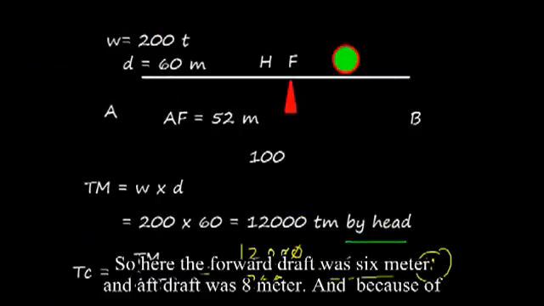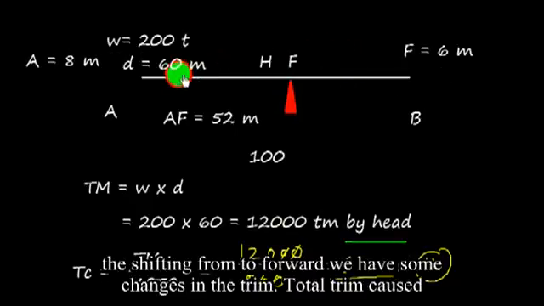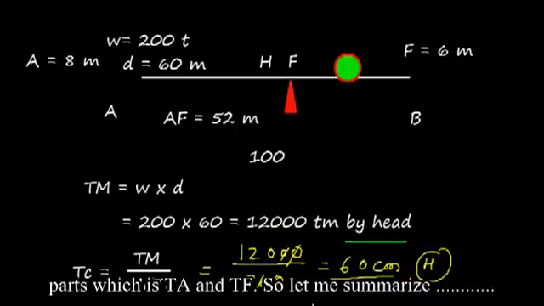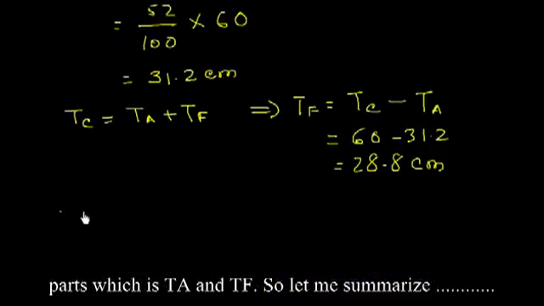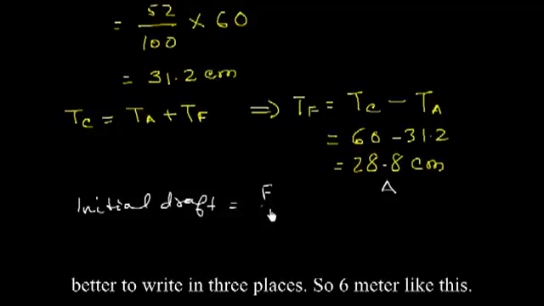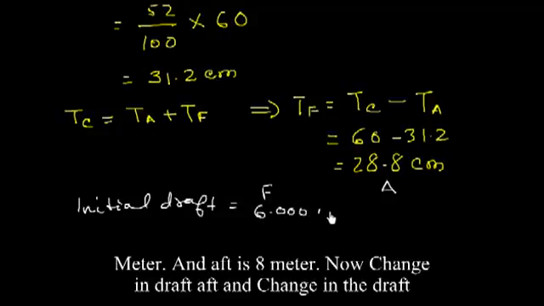So here the forward draft was 6 meter and aft draft was 8 meter, and because of the shifting from aft to forward, we have some change in the trim. Total trim is 60 centimeter, which has been divided in two parts, which is TA and TF. So let me summarize how we write. Say initial draft is, let me put it here, forward and aft, and it is better to write in three places. So 6 meter, and aft is 8 meter.